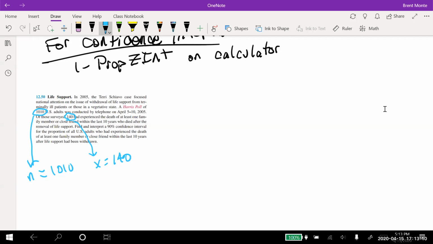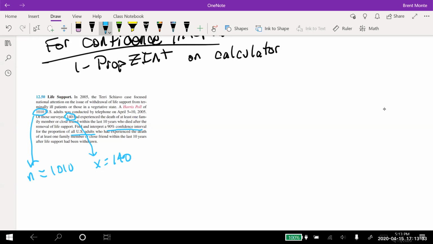So we're going to go through and find a confidence interval. Remember, it says find a 90% confidence interval for the proportion of all U.S. adults who had experienced the death of at least one family member. So this 140 out of 1,010, obviously that's not all adults, it's a sample of them. We're going to use that sample to estimate the population proportion.